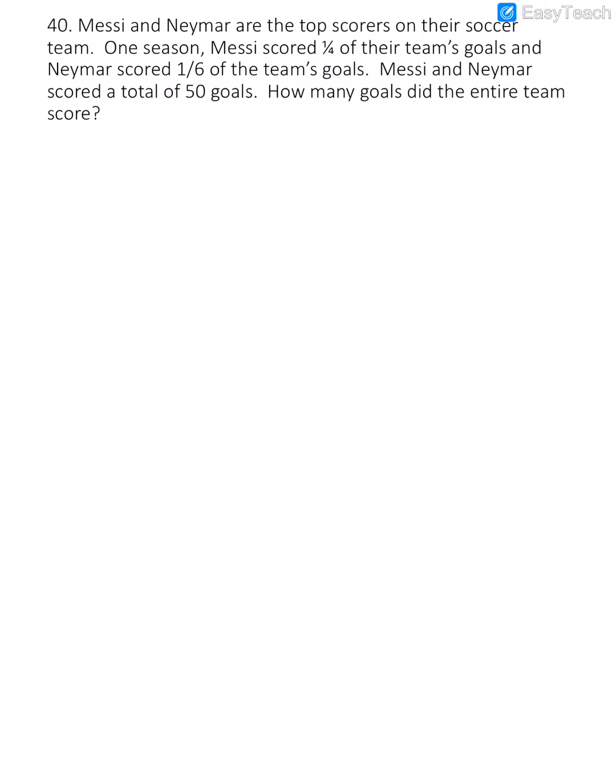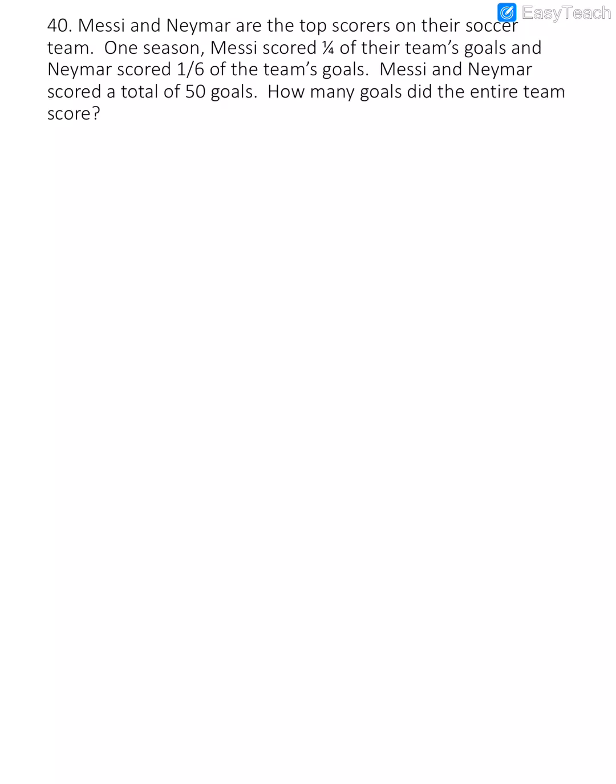Alright, let's try one problem together here. So we did a similar one to this in class, but just a reminder. Messi and Neymar are the top scorers on their soccer team. One season, Messi scored 1/4 of the team's goals, and Neymar scored 1/6. Messi and Neymar scored a total of 50 goals. How many goals did the entire team score?